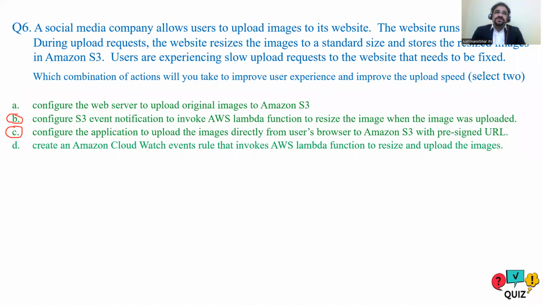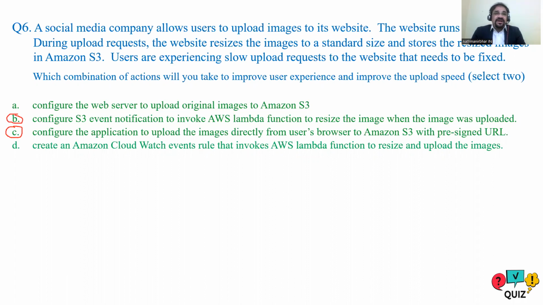Let us also see option D, how it works. In what way is option D different? Option D is also a correct answer here. Let us see the flow to understand. Is it cost effective? Is it time saving? In case of option D, the flow is first, the user has to upload the image into the S3 bucket.